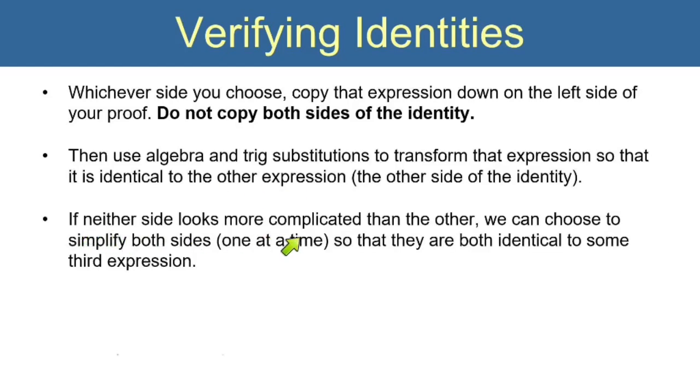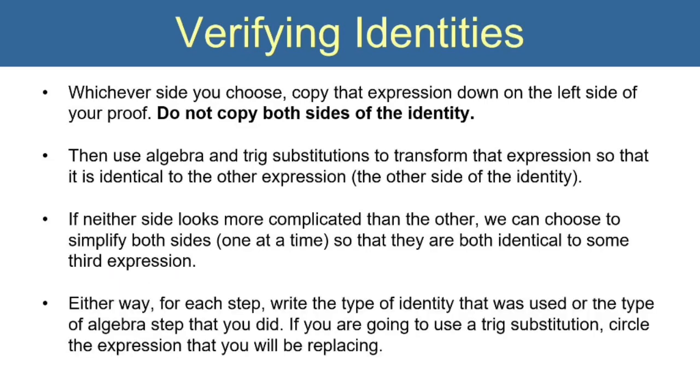Now, if neither side looks more complicated than the other and you don't know which to choose, we can also choose to simplify both sides one at a time so that they're both identical to some third expression. And we will see an example like that later in the section. But whether you're planning to work with only one side or whether you're planning to work with both sides, either way, for each step you do, write the type of identity that you used or the type of algebra step that you did. And if you're going to use a trig substitution, you need to circle the expression that you'll be replacing.